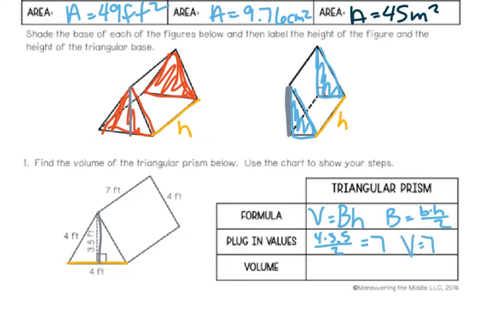Big B is 7, and then we need the height of our triangular prism. The height of our triangular prism is this right here, the distance between the 2 triangles, and that is also 7. So now to find the volume, all I need to do is 7 times 7, which is 49. But we need units. In this picture, our units are feet, and volume is measured in cubic units. So for this one, it's going to be 49 feet cubed.